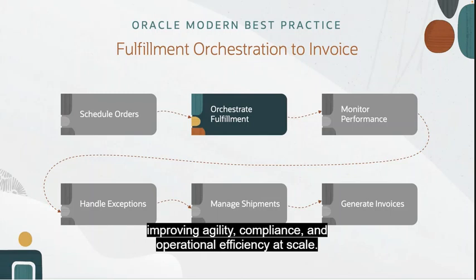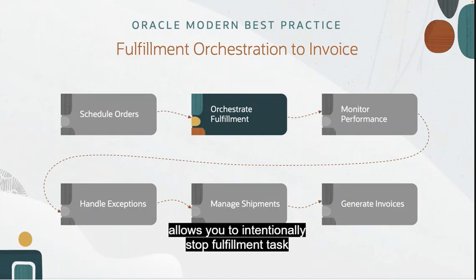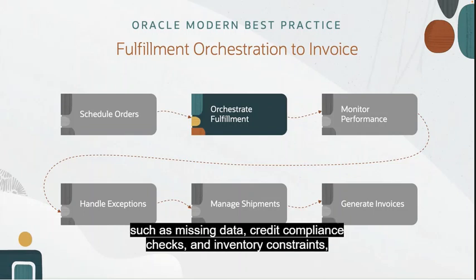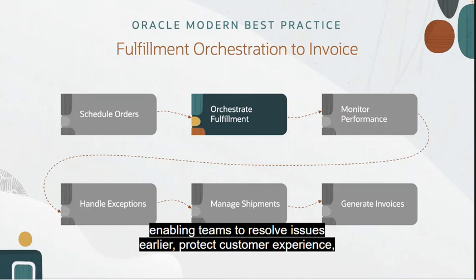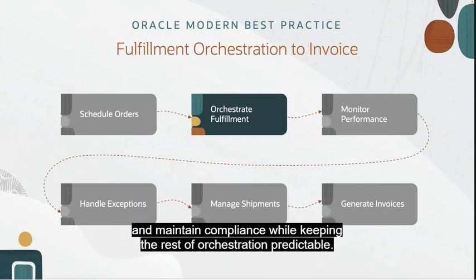Similarly, defining pause task rules in Oracle Order Management Cloud allows you to intentionally stop the fulfillment task when predefined business conditions occur, such as missing data, credit compliance checks, and inventory constraints, preventing downstream errors and reducing costly rework. This improves control, visibility, and exception management, enabling teams to resolve issues earlier, protect customer experience, and maintain compliance while keeping the rest of orchestration predictable.